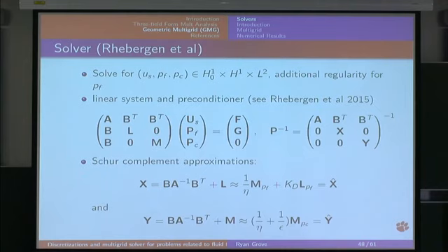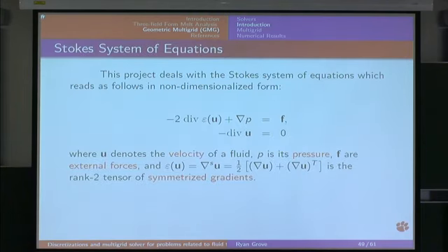So this is the same solver slide that Timo used, and Timo and Juliana are going to talk about it more, so I'm not going to focus on it too much. Let's look at Stokes' system of equations. So here we just have our standard Stokes. U is going to be the velocity, P is the pressure, F is the external forces, and we have our symmetric gradient.